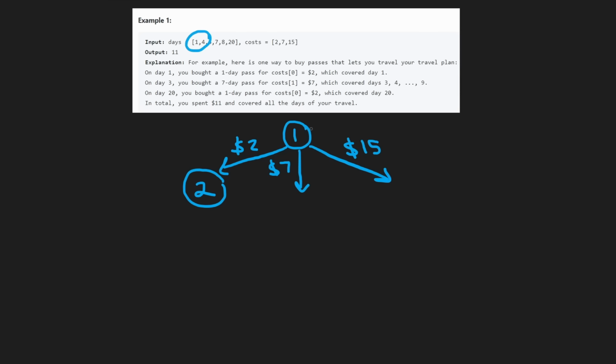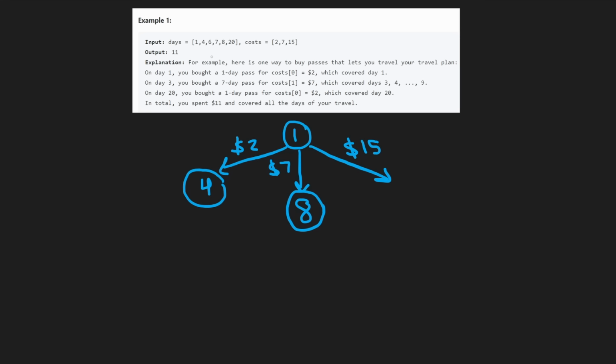So in reality, when we purchase a 1-day pass, all we really need to do is go to the next position in the array, right? We started at day 1. The next position is day 4, right? So let's just go automatically to day 4. Day 4 is the next day that we actually want to travel on. And if we purchased a 7-day pass for $7, then the next day we would want to travel on is day 8, right? 1 plus 7 brings us to day 8.